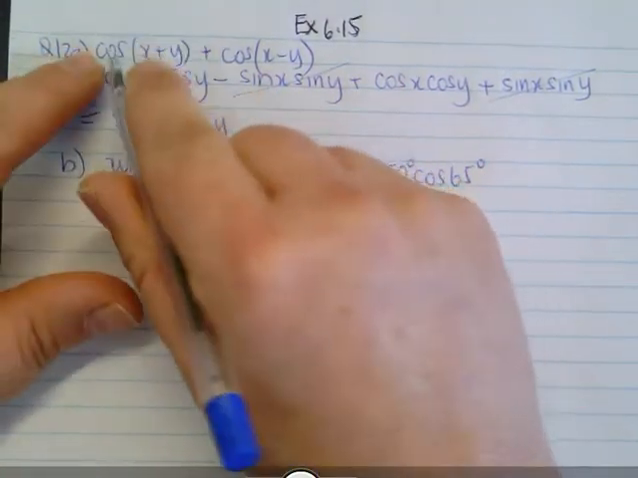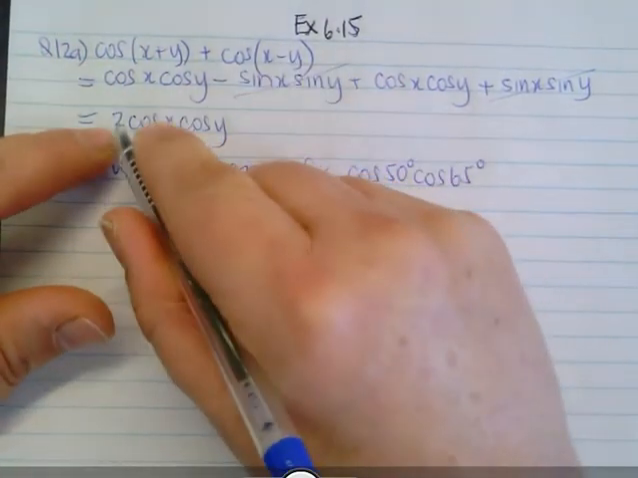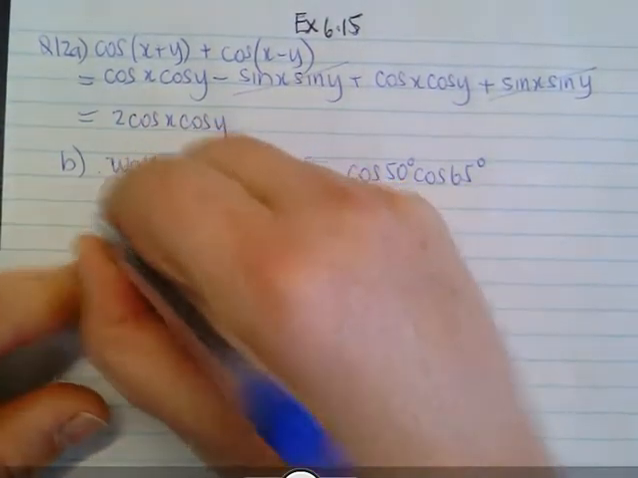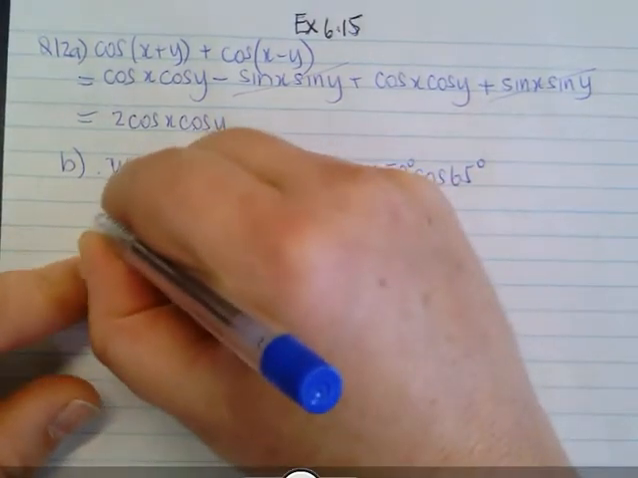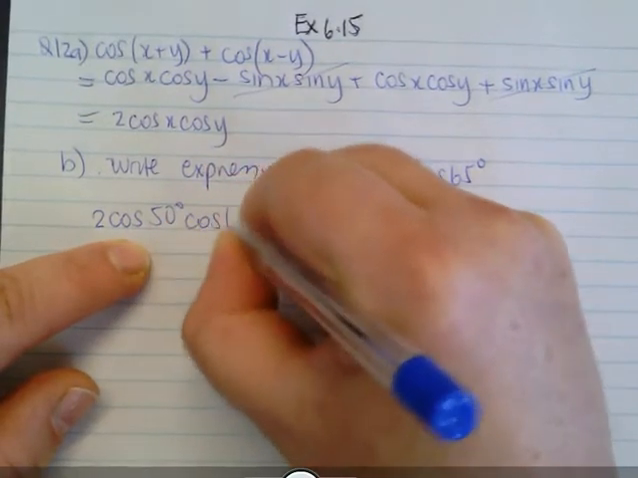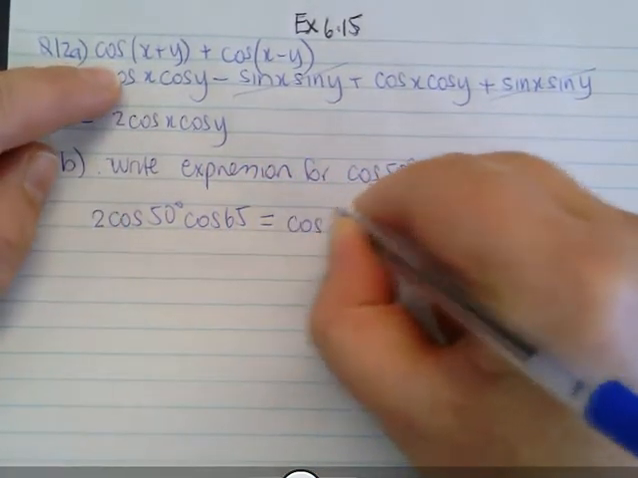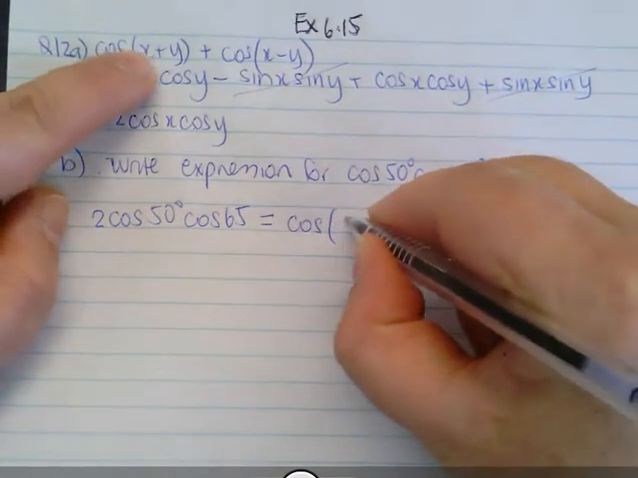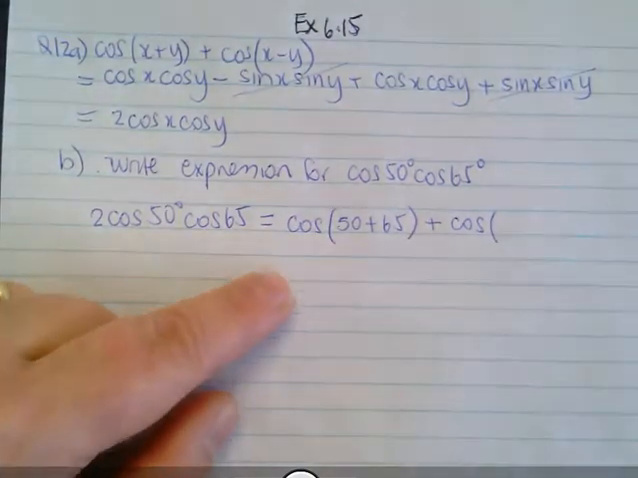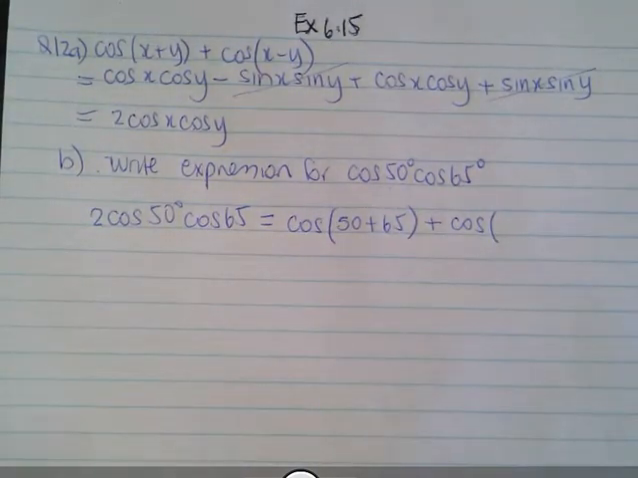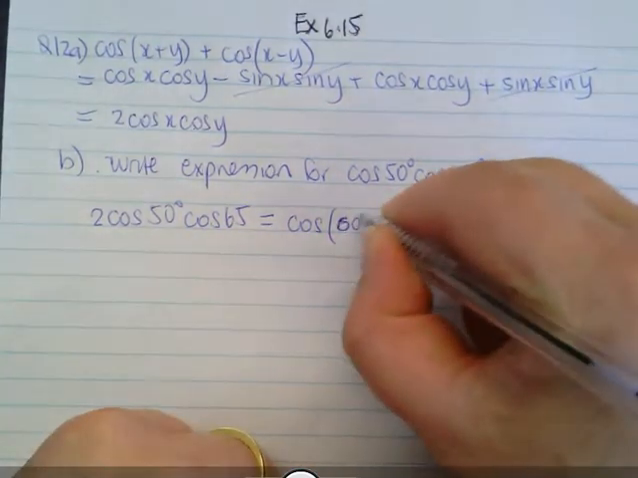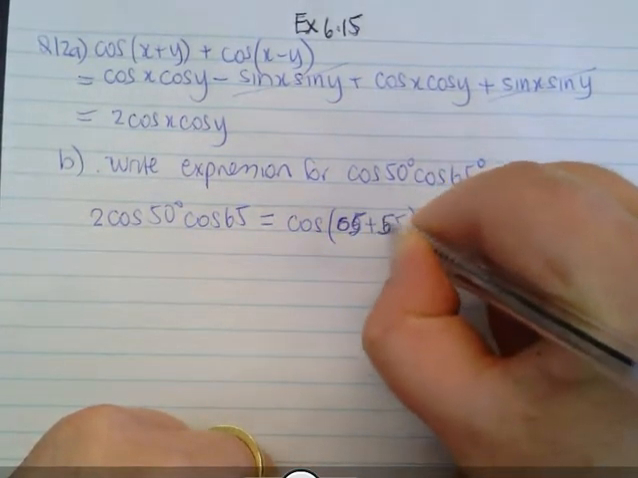Now, we know that cos of x plus y plus cos of x minus y equals 2 times cos x cos y. So if you want an expression for that, we know that, for example, 2 cos 50 cos 65 would be equal to cos of x, which is 50 plus 65, plus the cos of... Now, I'd rather it be positive. I don't think it matters which way I write this, so I'm going to go cos of 65 plus 50.